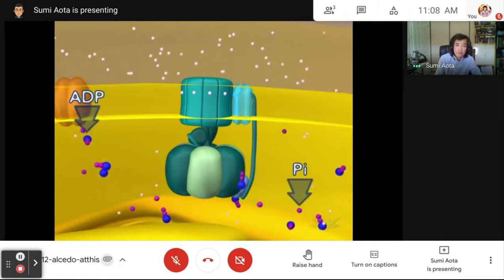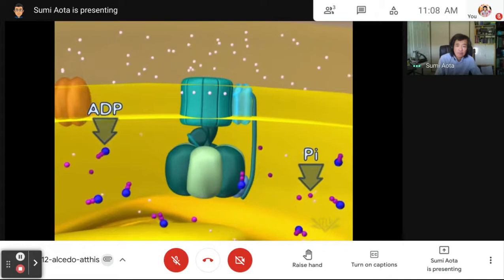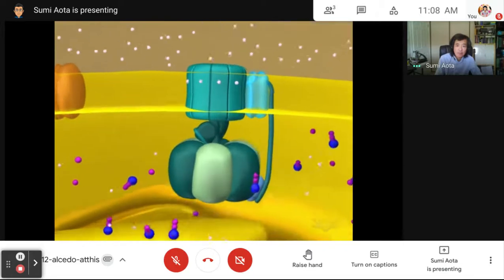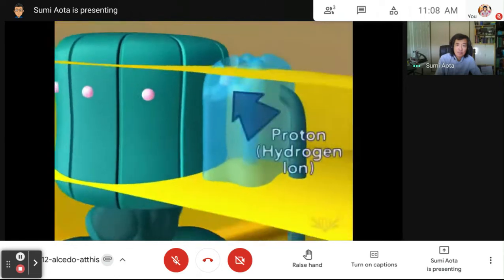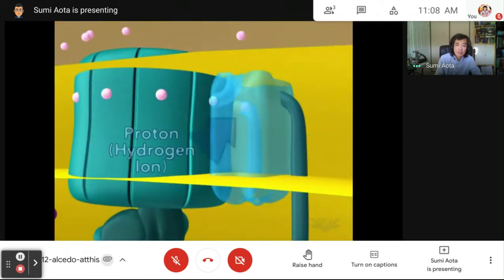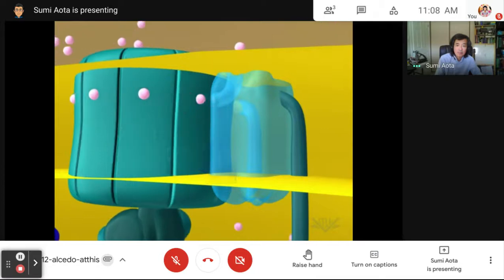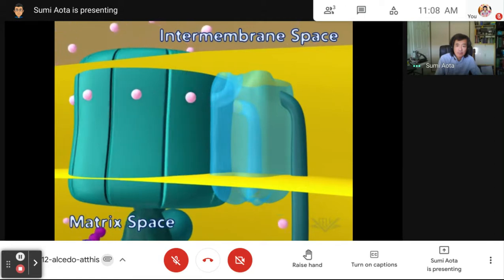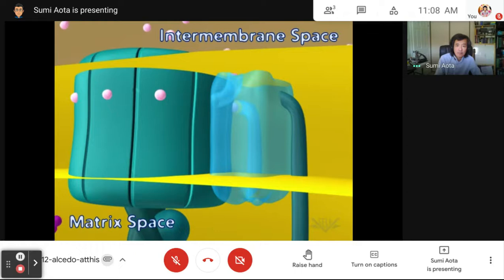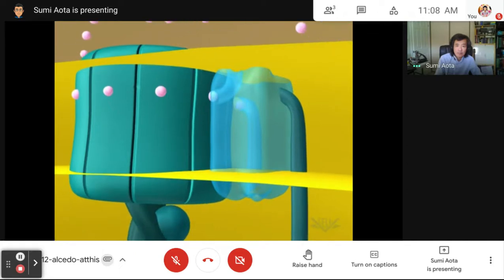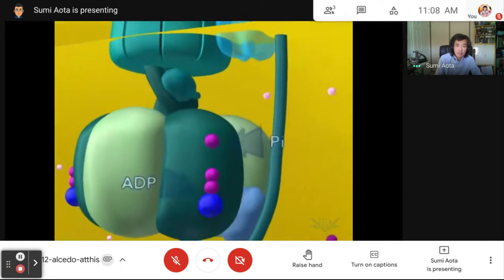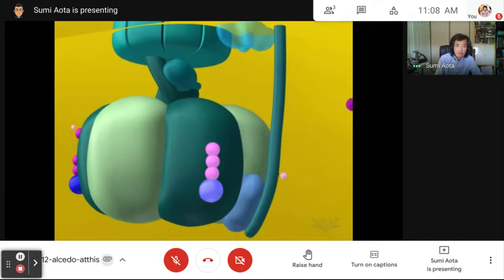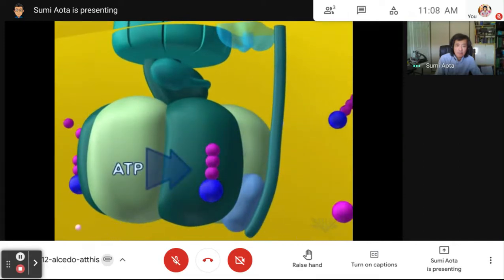The energy associated with this gradient is used to synthesize ATP from ADP and Pi. This occurs at the ATP synthase complex. One hydrogen ion enters the ATP synthase complex from the intermembrane space, and a second hydrogen ion leaves it on the matrix space. The upper part of the ATP synthase complex rotates when a new hydrogen ion enters. Once 3 protons have entered the matrix space, there is enough energy in the ATP synthase complex to synthesize 1 ATP. In this way, the energy in the hydrogen ion gradient is used to make ATP.